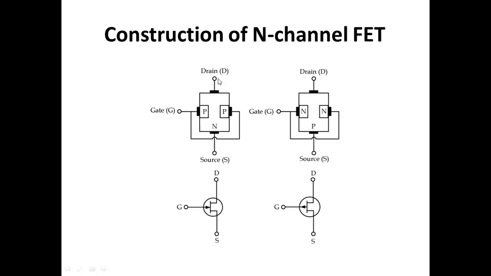Okay, so here source and drain, two ohmic contacts, are made at both the ends of the N-type bar, and these are taken out as terminals called drain and source. So drain is a terminal through which majority charge carriers leave the semiconductor bar.